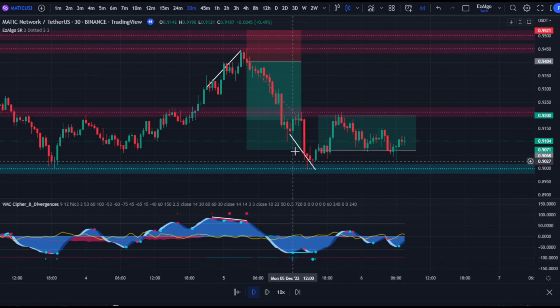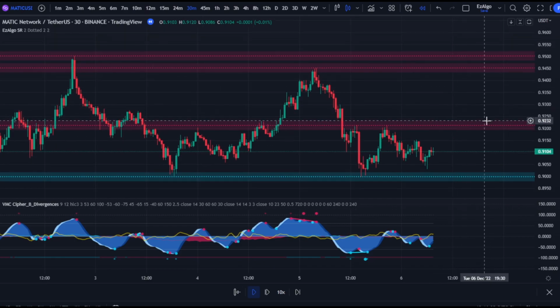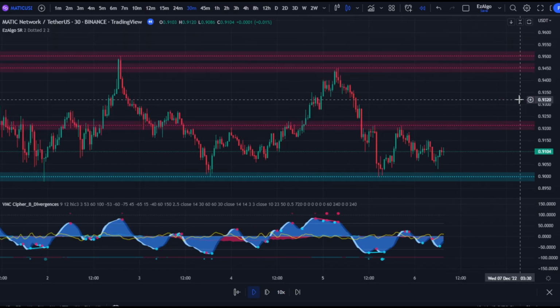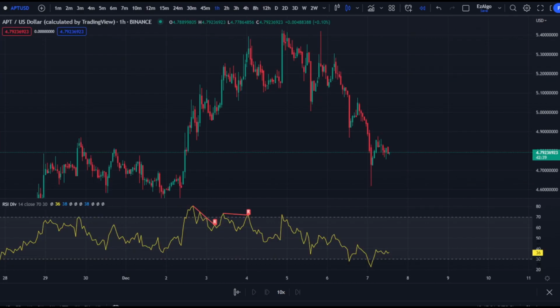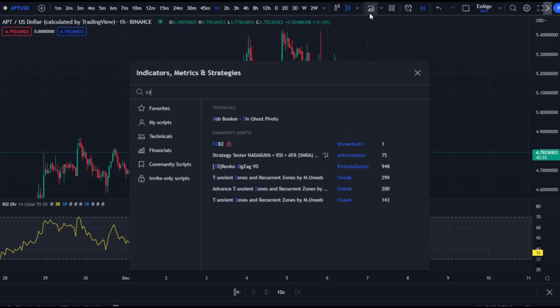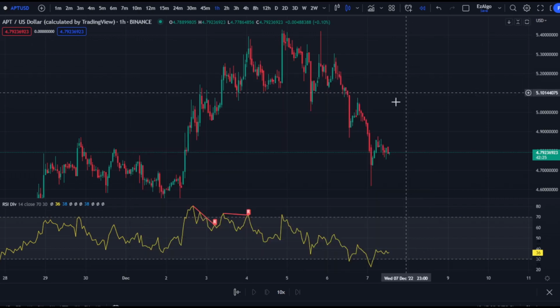So definitely, be sure to use VuManchu Cipher B because this indicator is definitely worth more than all these other free indicators out there. And if you know how to use it correctly, it can be very powerful. And the next divergence indicator I'd recommend is RSI with divergences. So it's actually another free indicator. It's called RSI Divergences here by Domenico. I don't know how to pronounce his name, but this is the RSI Divergence Indicator.